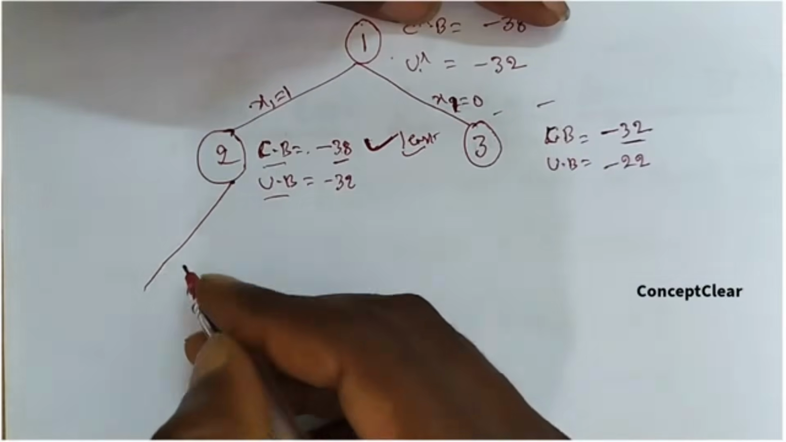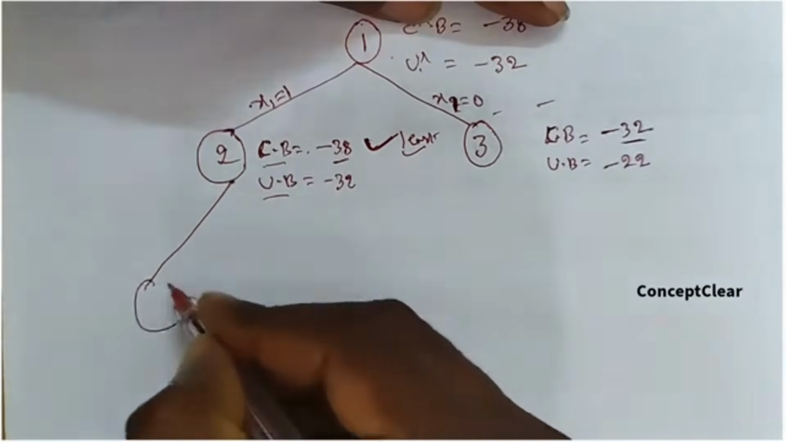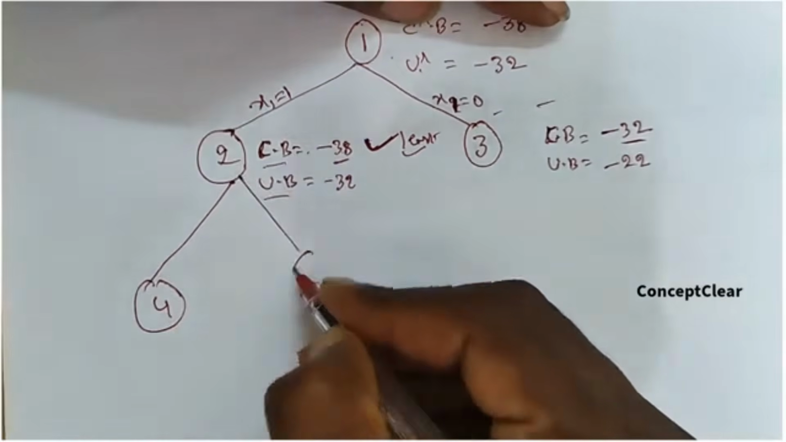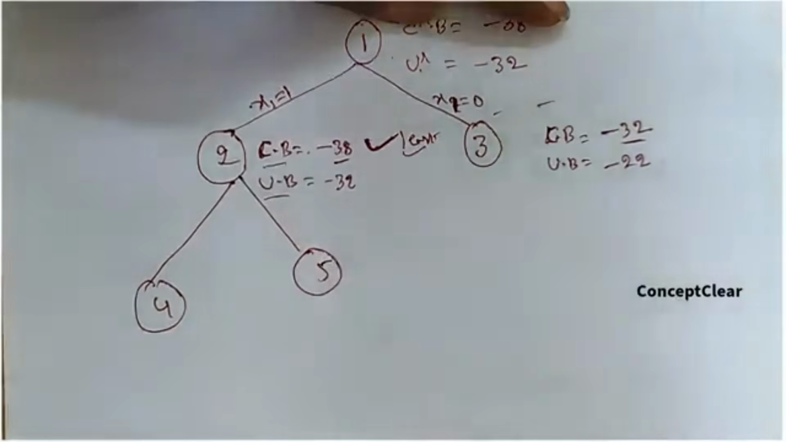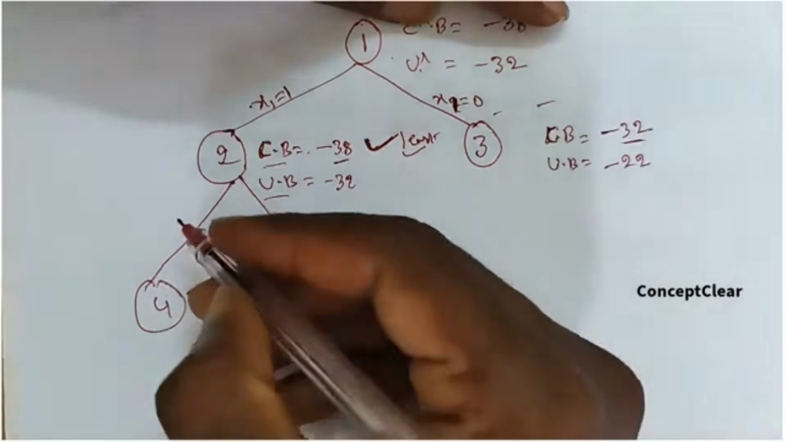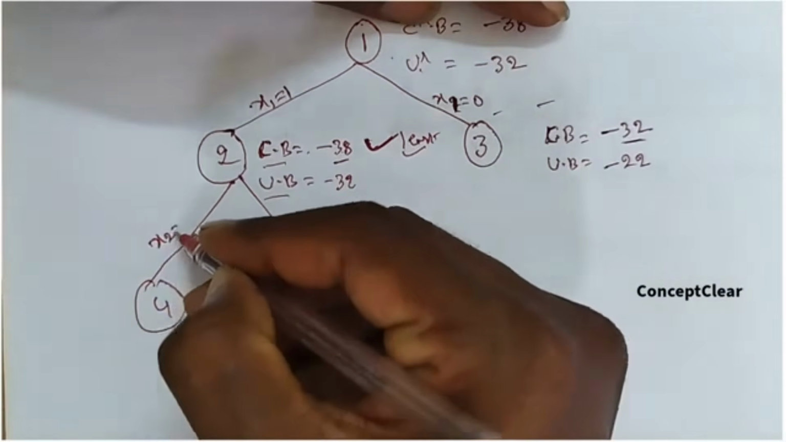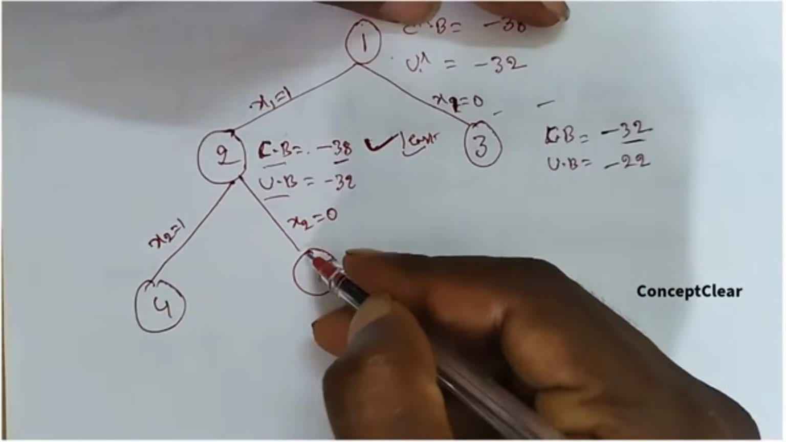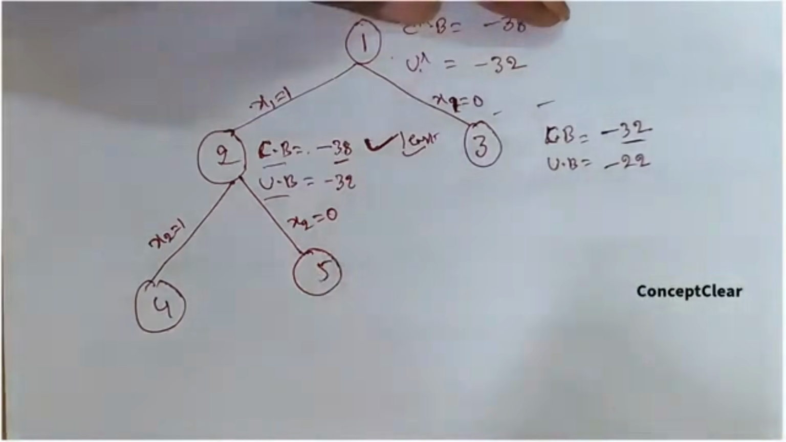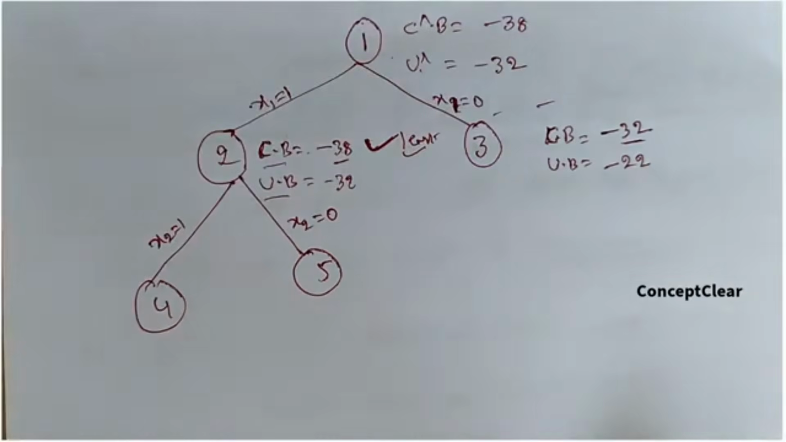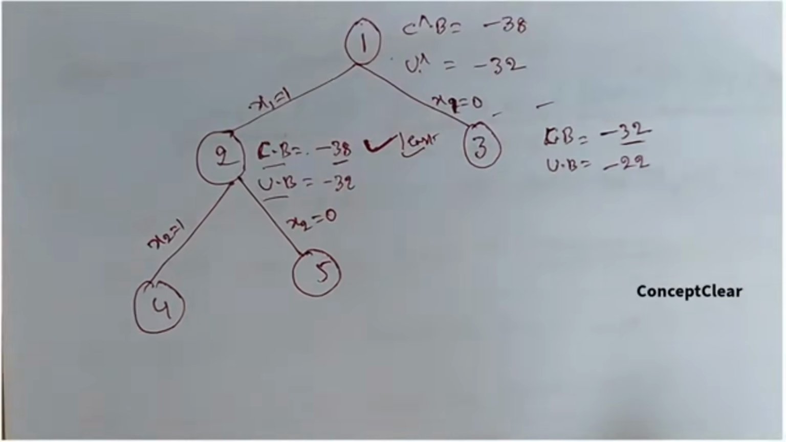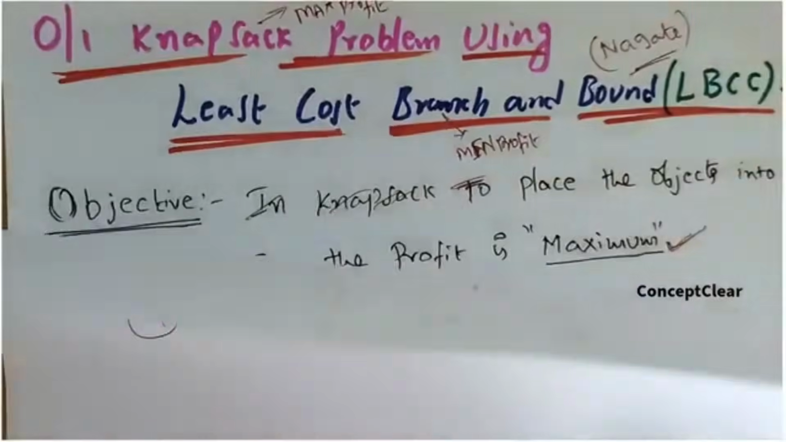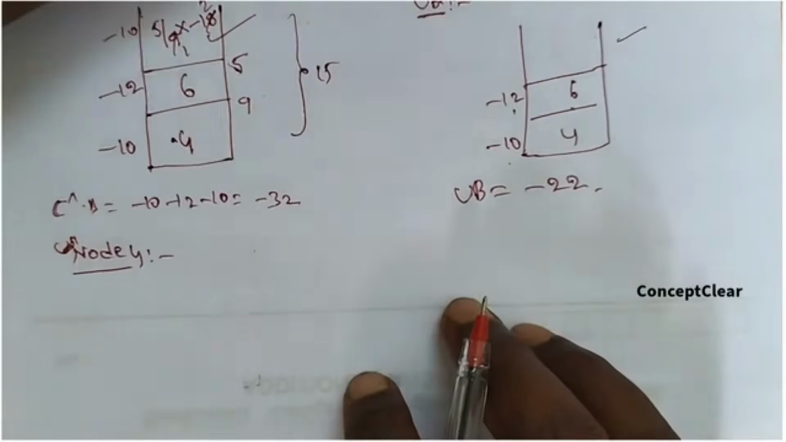If we are extending this, we will get 4 and 5. Okay, here what is the value? x2 equals 1, x2 equals 0. We have to take x2 equals 1, x3 equals 0. For time being, I am writing values directly in offline mode. Please wait. For node 4, I am doing here.